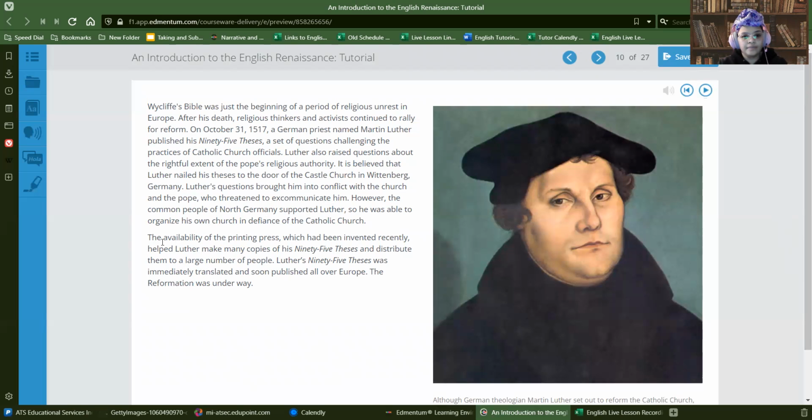And let's see. The availability of the printing press, which had been invented recently, helped him make lots of copies of his book. So his book didn't have to be handwritten like John Wycliffe's did, since this is the 1500s, 200 years later. The printing press was a thing, so he was able to basically print his book over and over, and it was distributed and translated all over Europe.